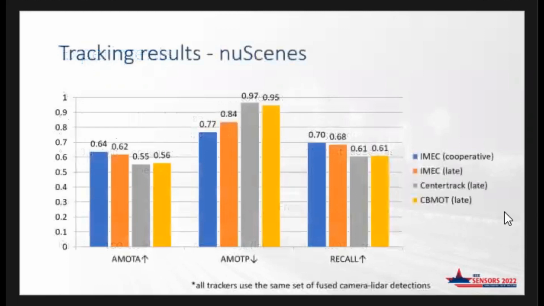So here I show you some results. The blue bars are our technique using cooperative fusion, and the red bars are our technique using late fusion on the camera and lidar object detection. And the other 2 bars are CenterTrack and CBMOT, which are both late fusion techniques. So we can see that we outperform in AMOTA, we outperform also in MOTP, which is the positional precision on the ground plane. And we also recall more objects at the same precision.